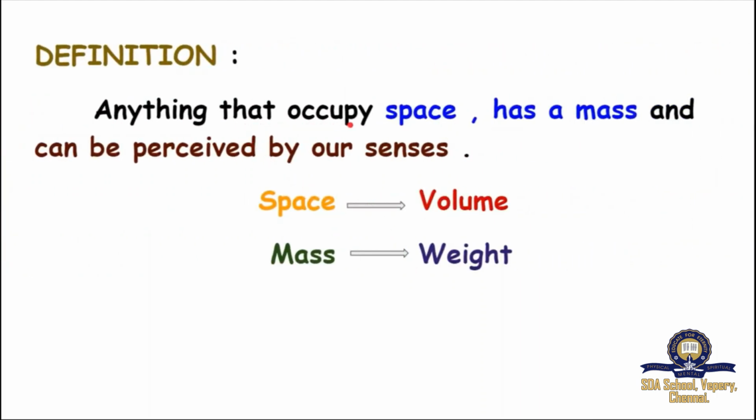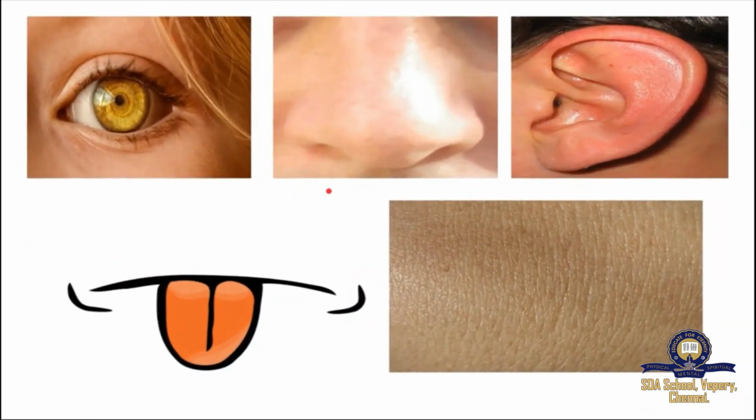Anything that can occupy space, has a mass and can be perceived by our senses. So here we have to know that matter means which occupy space, that is the volume, and it has a mass that is related to a weight, and it can be perceived by our senses, that is by vision, smell, hear, taste and touch.